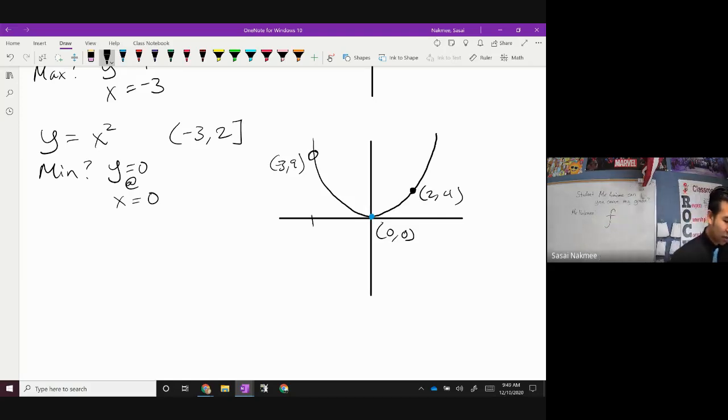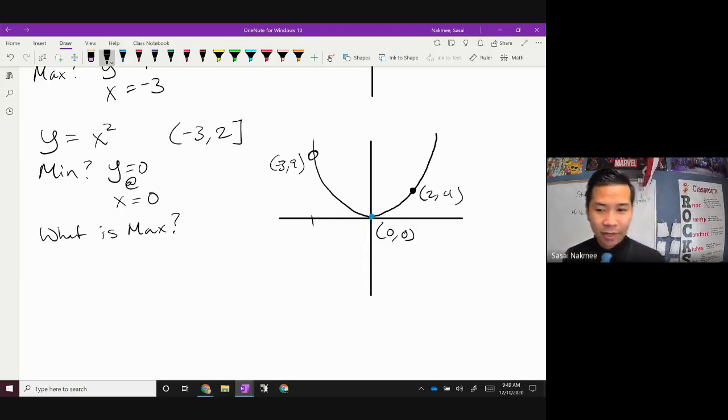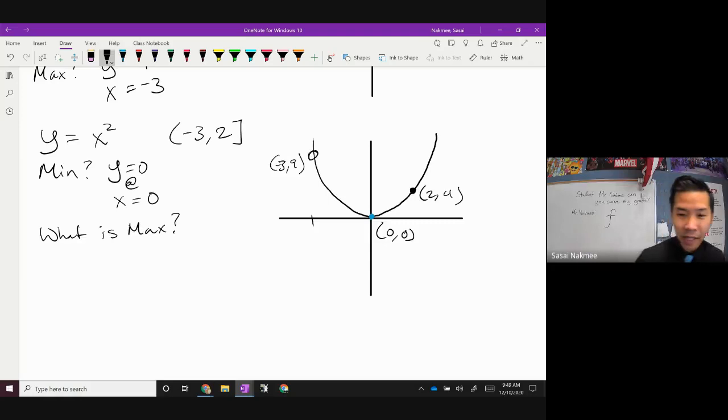Now, what's the max on this problem? What is the max on this problem? What do you guys think? Is the maximum still happening at -3, 9? Is the maximum number there still at 9, at y equals 9? What do you guys think?